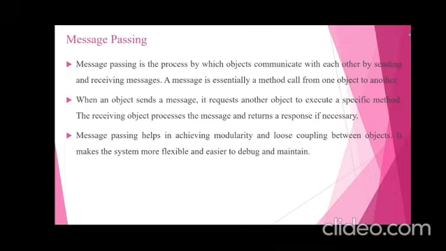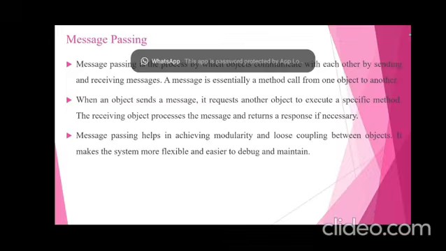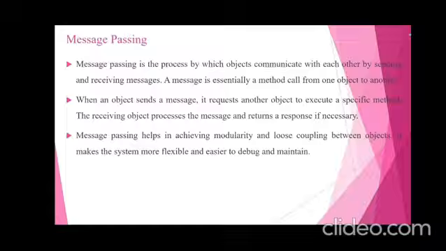And message passing helps in achieving modularity and loose coupling between objects. It makes the system more flexible and easier to debug and maintain. It means objects work as independent units and they interact only through messages. So they are not tightly dependent on each other. Since the program is divided into smaller independent parts, it becomes easier to identify errors, update the code and modify the system without affecting other parts. So message passing improves modularity and makes the system flexible, easy to debug and maintain.